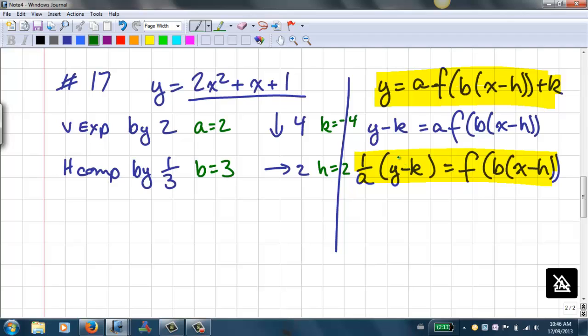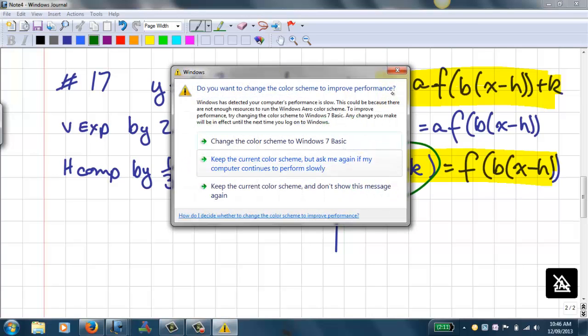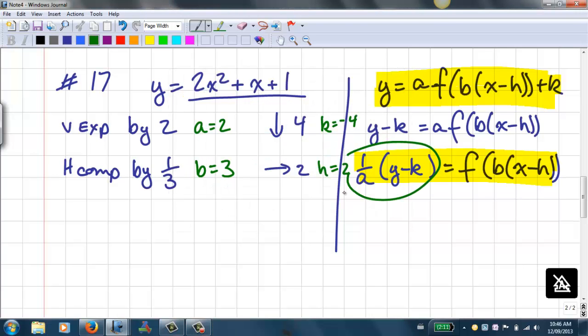If I look over here, then 1 over a means my y value is going to get multiplied by 1 over 2. So my y coordinate on my original function is going to look like 1/2 y in my new function. My b value of 3 fits over here, so whatever my x value was, it's going to get multiplied by 3. So I'm going to get 3x.